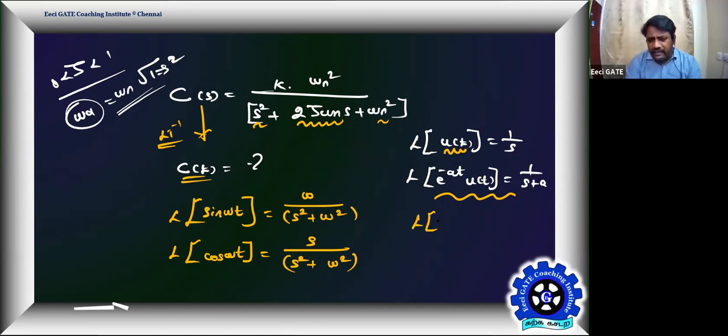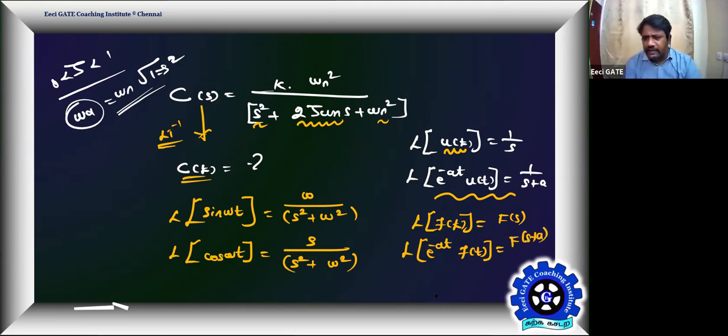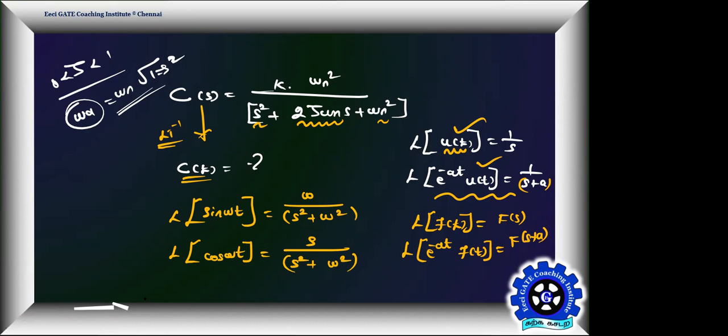Can I say Laplace of a function f of t is F of s? Then Laplace of e power minus at into f of t can be remembered as F of s plus a. That's the identity. That's what these two are proving. So wherever you got s, replace it by s plus a. Easy? All of you getting? Following right?